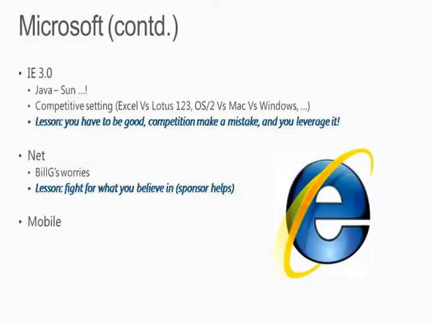Well, the tables are turned when it came to search, when Microsoft slept at the wheel and we did not invest in it and Google invested in it. So that's a lesson for us that whenever you are competing, not only do you have to be good at it, and that's not good enough, your competition has to make a mistake and you have to leverage it as well.